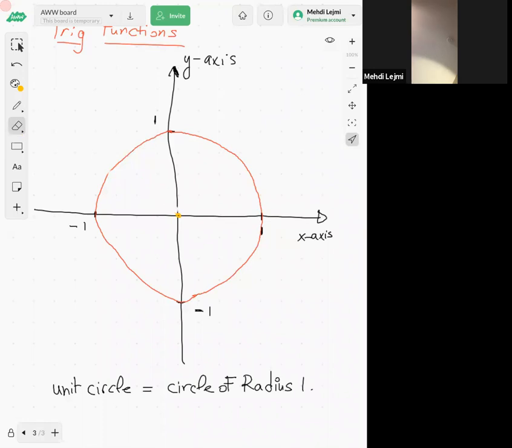Now what I'm gonna do, guys, I'm gonna take an angle. So here, this is supposed to be my initial side.